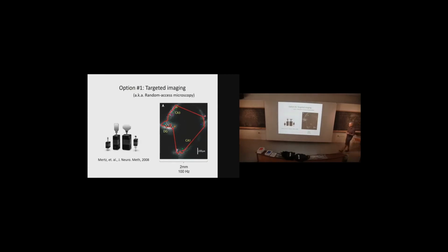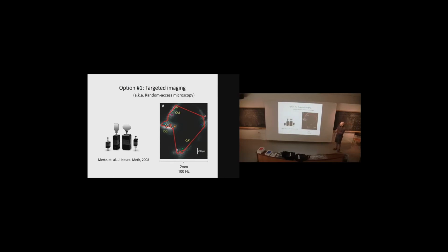So what's a microscopist to do? Well, how do you solve this problem? Well, there are probably many options. I'm just going to talk about 2. One of them is called targeted scanning or random access scanning. Instead of looking at your entire field of view, let's just concentrate on the neurons of interest. Pick a few neurons, and let's just concentrate on those.